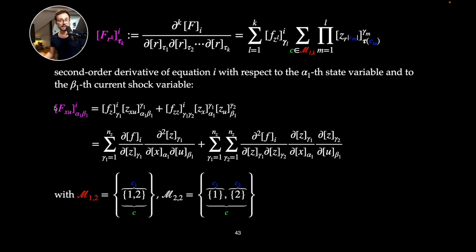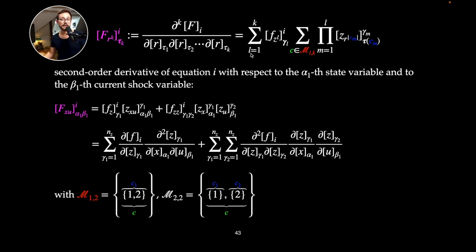So shorthand notation for this, using my tensor notation, because this is just really a number. This is not a matrix, so this is just a number, an expression that I can compute on paper, and plugging in values for the variables and parameters, this is just a number. So this second order derivative of equation i with respect to the alpha first x state variable and with respect to the beta first u variable is equal, using Faà di Bruno's formula.